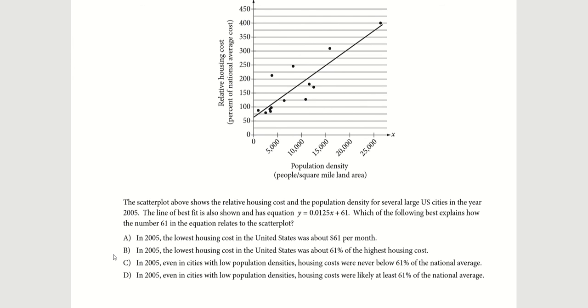If we quickly go over at least how you can get it by elimination, A is out by units. B is an exact statement, which we can't get from a regression because this line is a prediction. C is also a very exact and strong statement, which we again can't support with merely a statistical prediction. But with D, saying they're likely at least 61% of the national average, that we can actually draw from this line. So D.